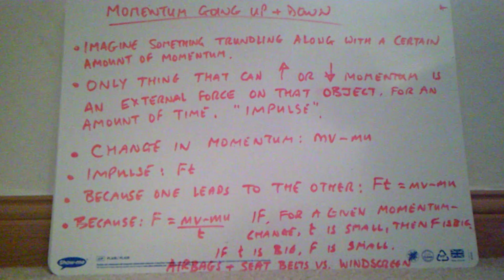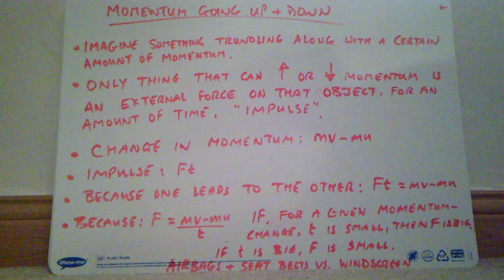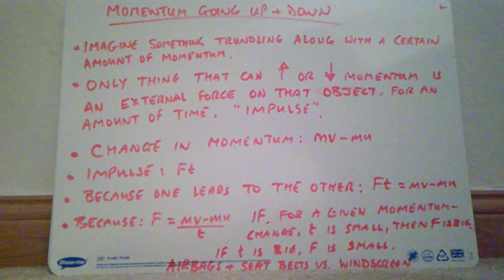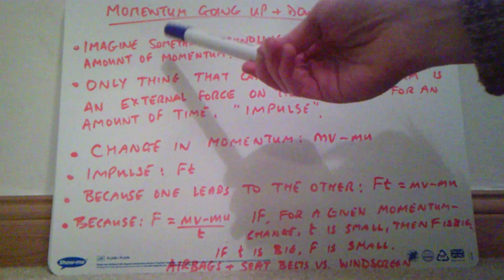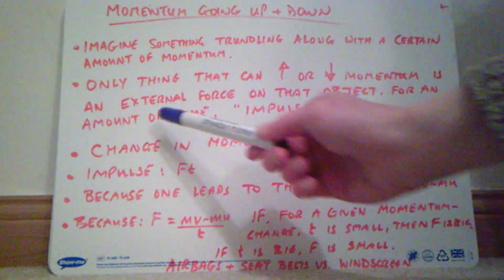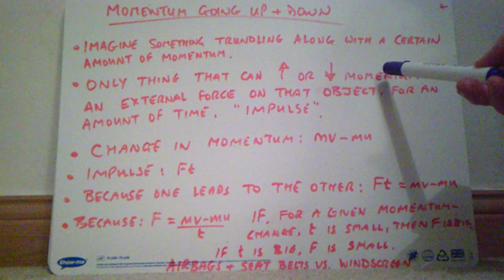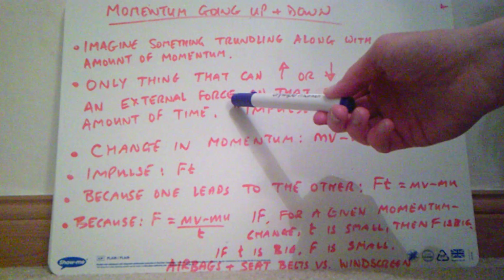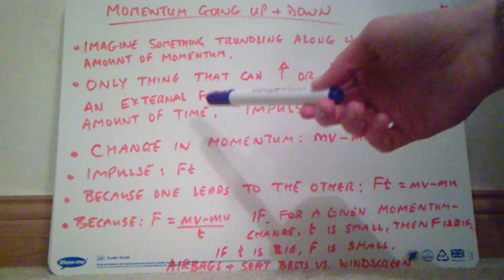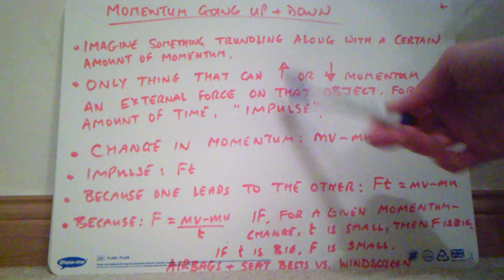Now, let's move away from situations where there's no external forces. If there are external forces, then momentum is going to go up or go down, depending on the direction that the force is applied. So, imagine something trundling along with a certain amount of momentum. The only thing that can increase or decrease the amount of momentum that object has is an external force acting on that object for an amount of time. And an external force acting on an object for an amount of time is called an impulse.